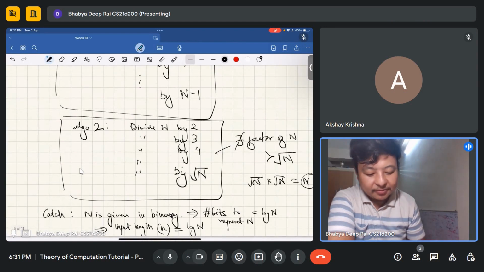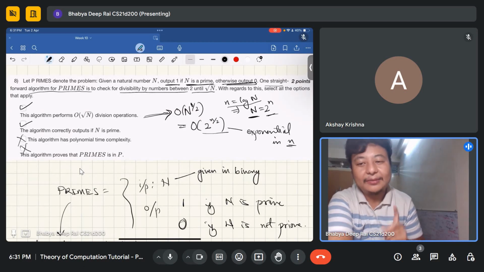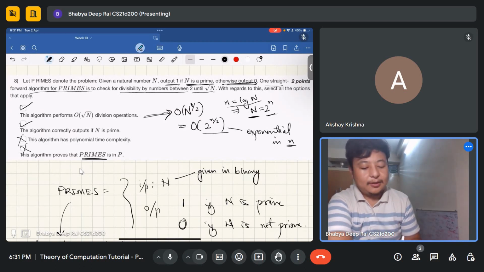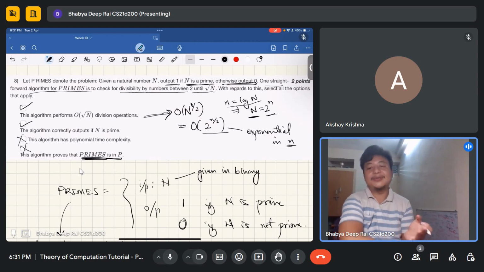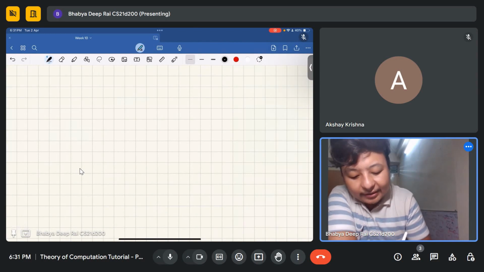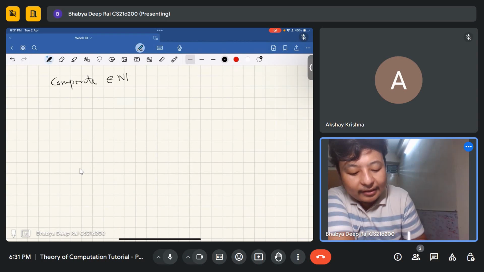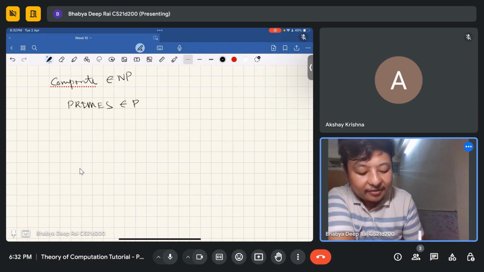A quick addition to it. In the field of complexity theory, it was not clear whether primes is in P or not. People were not sure. People thought that primes is somewhere between P and NP. Some people thought that primes is also in NP. And composite is in NP, and it has a nice NP characterization. But whether primes is in P or not was an open question.